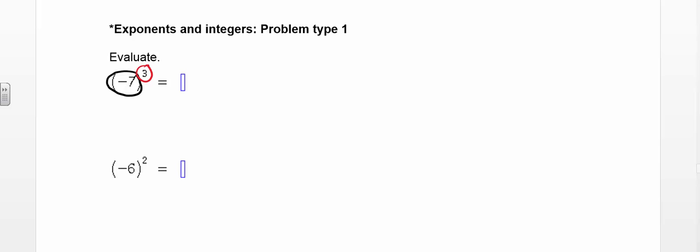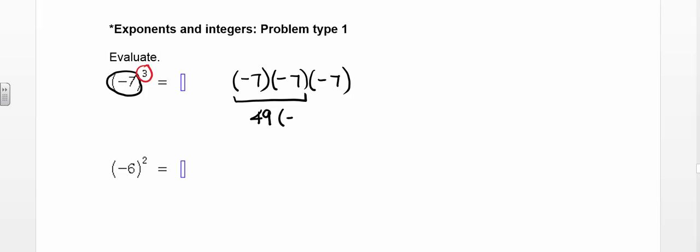Okay, so we'll go back and we'll take a look. And we have, that would be writing like -7 times -7 times -7. So I did that 3 times. Now I can go ahead and just evaluate from left to right. I have -7 times -7. It's going to give me a positive 49 because a negative times a negative is positive.